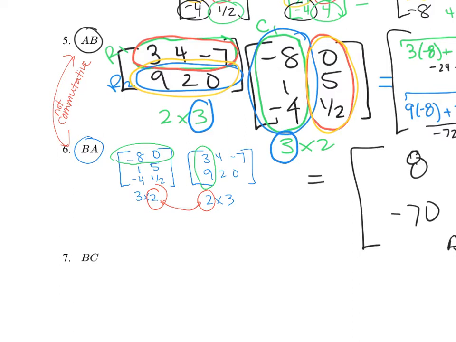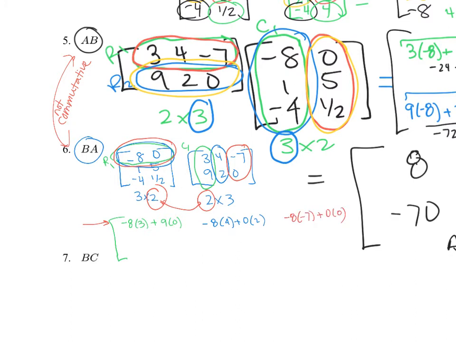So our first entry, because we're in row 1, column 1, and that's going to be where our first entry is, -8 times 3 plus 9 times 0. Then we're going to take, again, first row, but second column, and that will be -8 times 4 plus 0 times 2. Then we're still in the first row of our answer here, but times our third column. So -8 times -7 plus 0 times 0.